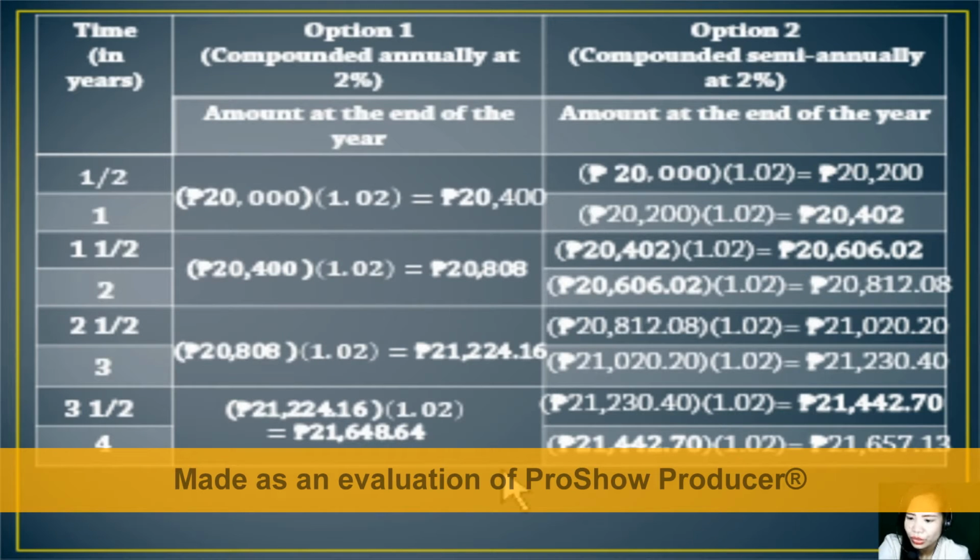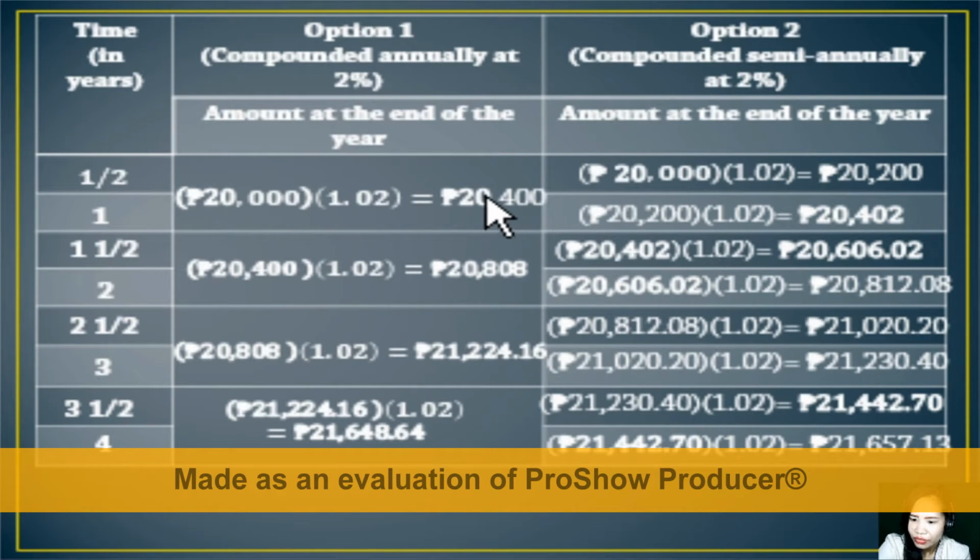In option 2, we will compute the amount at the end of the period from the principal. You multiply it by 1.02 because the rate is 2% plus 1, that is 1.02. The answer for the first 6 months is 20,200 pesos. However, at the end of another 6 months, that is 1 year, you will base it on the previous earning that you had in the previous 6 months. 20,200 times 1.02 is 20,402.